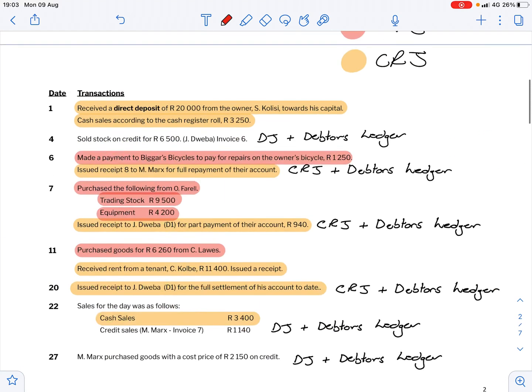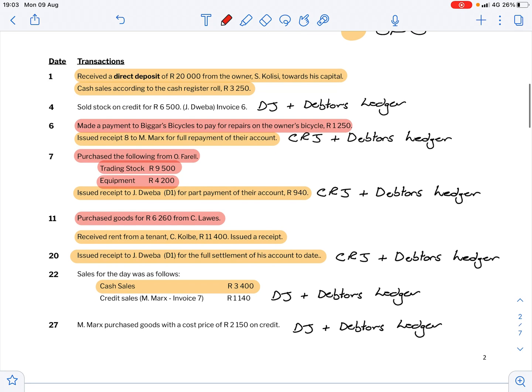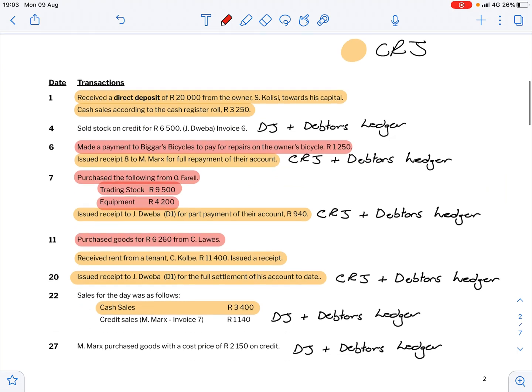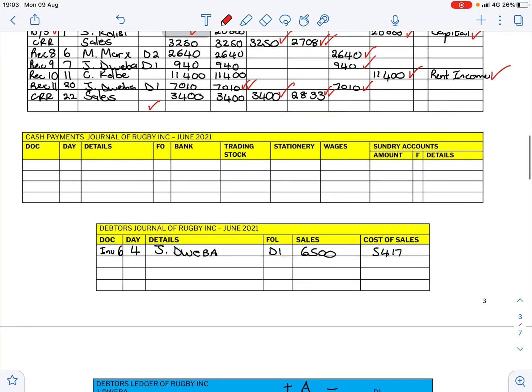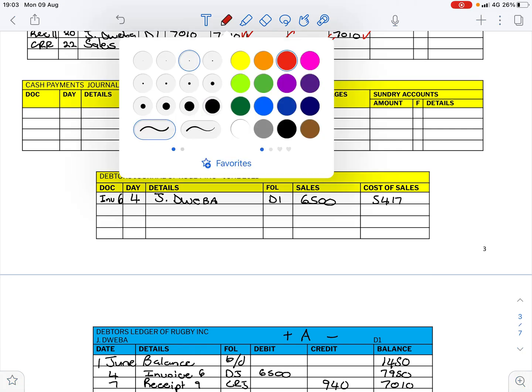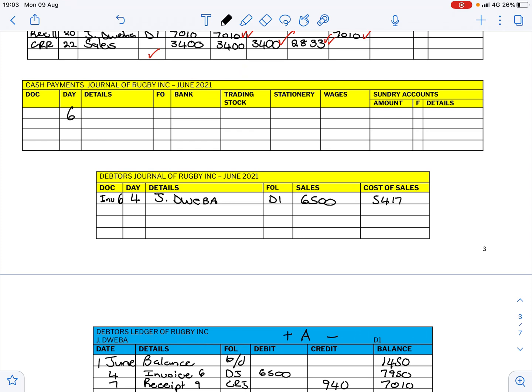Okay, we then get to our red transactions, our CPJ transactions, and that's where we make our cash payments. So I'm not going to show you this whole entire page as I go through. I'll just recall it. So the first transaction that we have is on the 6th. Okay, we are purchasing, so we use a bank statement. Remember, there's no checks anymore. We are buying from Biggers Bicycles.